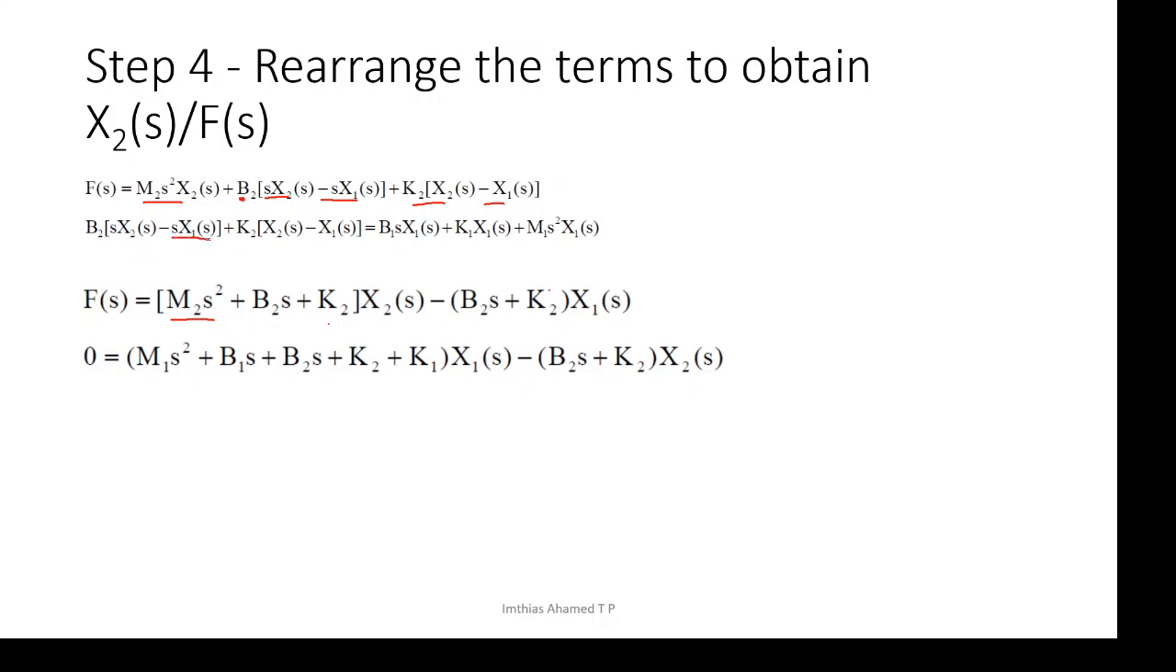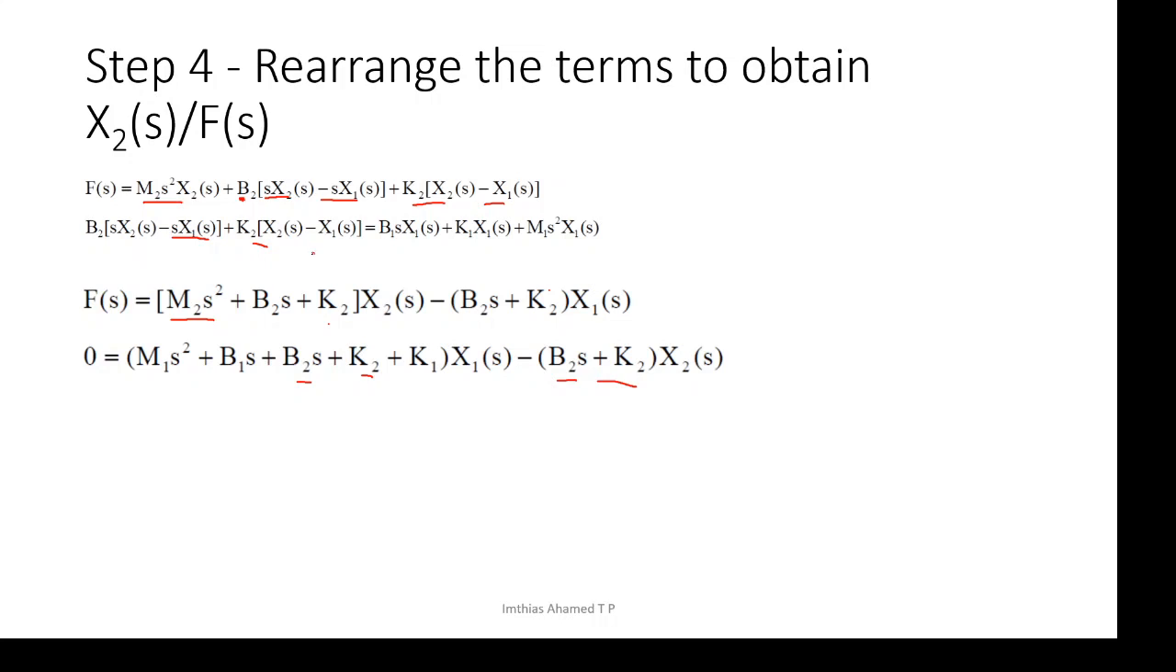b2 s, then k2. I want x2 terms, isn't it? b2 s and k2. Only two terms are there for x2, and all the remaining terms are x1. So there is a b2 s x1 minus, so you could look into this.